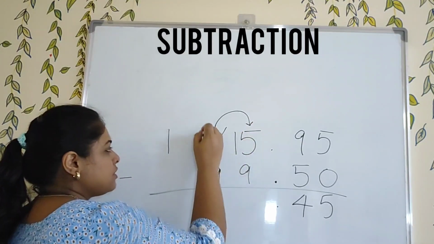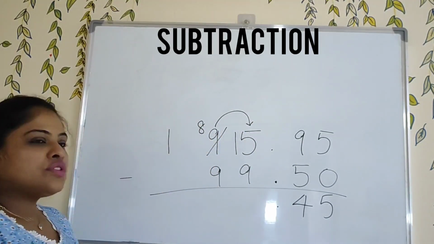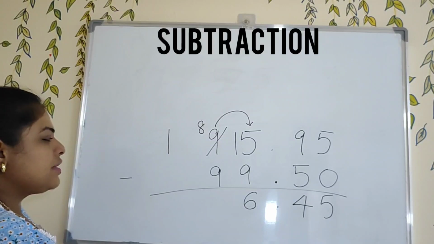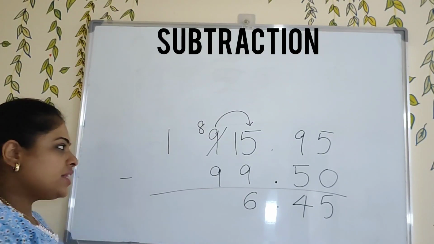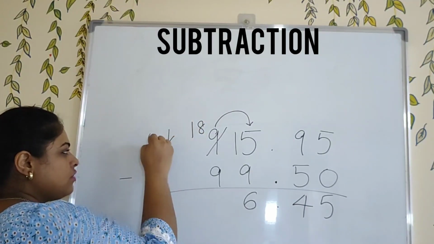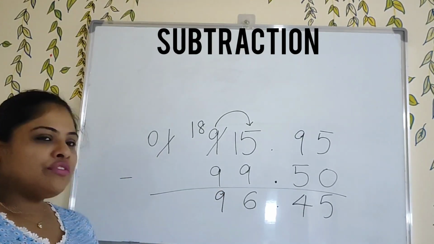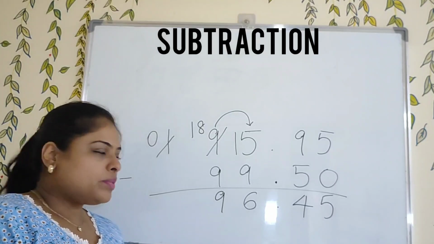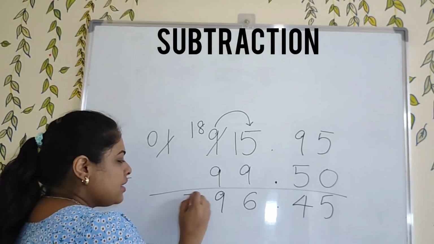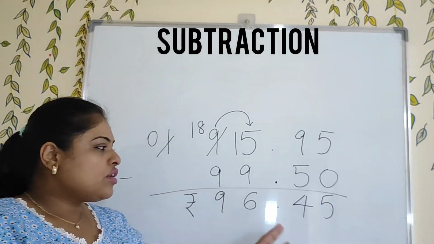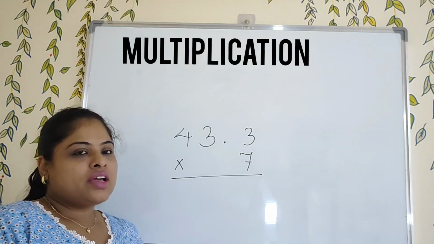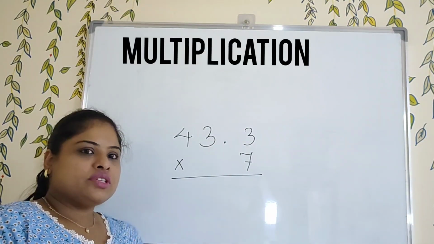This becomes 1, this becomes 8. How much is 15 minus 9? 6. And 8 minus, again, 8 minus 9, 8 is smaller, so we again borrow it from the other number. 18 minus 9 is 9. 96.45. When I convert this into rupees, it is rupees 96.45. Now, we have multiplication using decimal numbers.